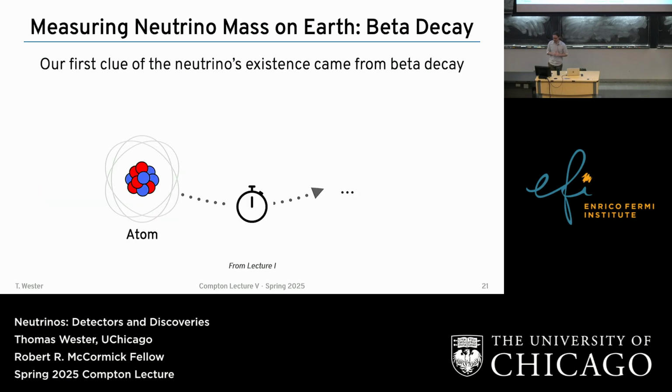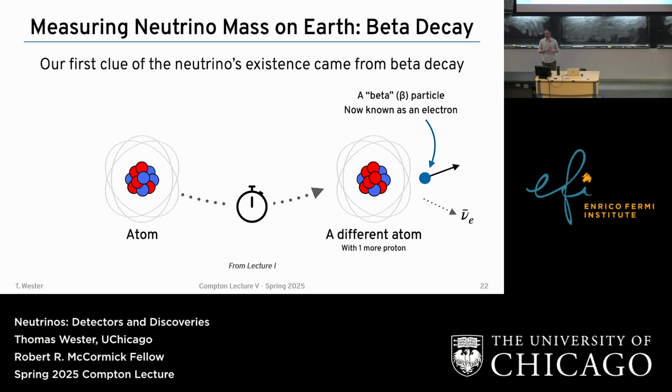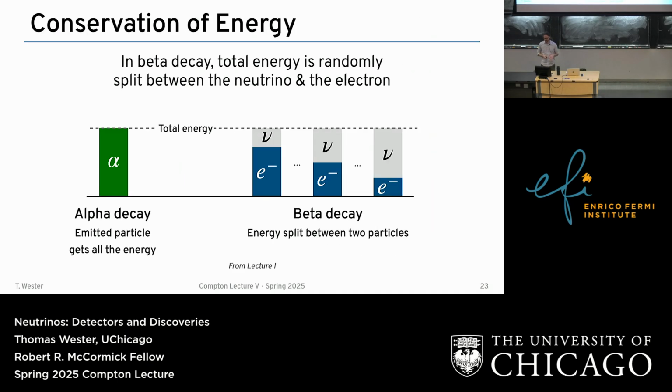So going back to one of the oldest tricks in the book, which is beta decay. This is the method that we use to discover the neutrino in the first place, where you start with an atom and you wait some time, and then after a while, it decays into a different atom plus an electron, which we call a beta particle, and an anti-electron neutrino. So this process, you can ask what the energy is of this process to say something about the mass of the neutrino. And the way this works is by looking at conservation of energy.